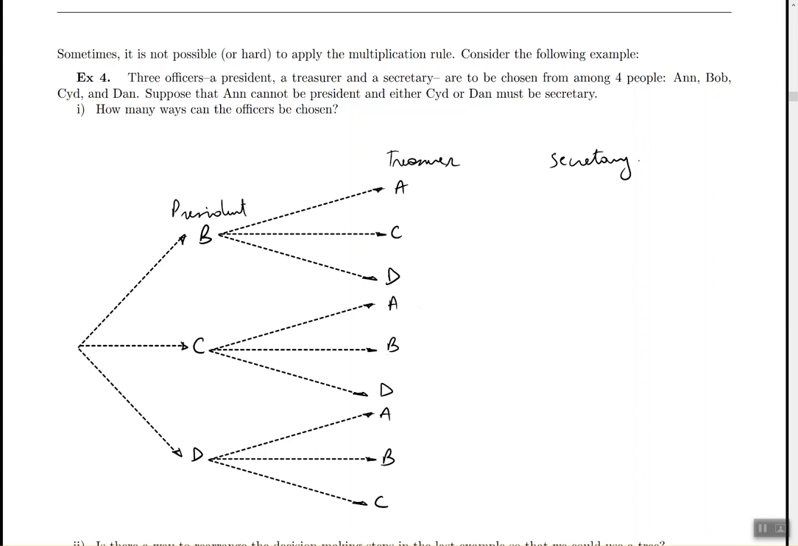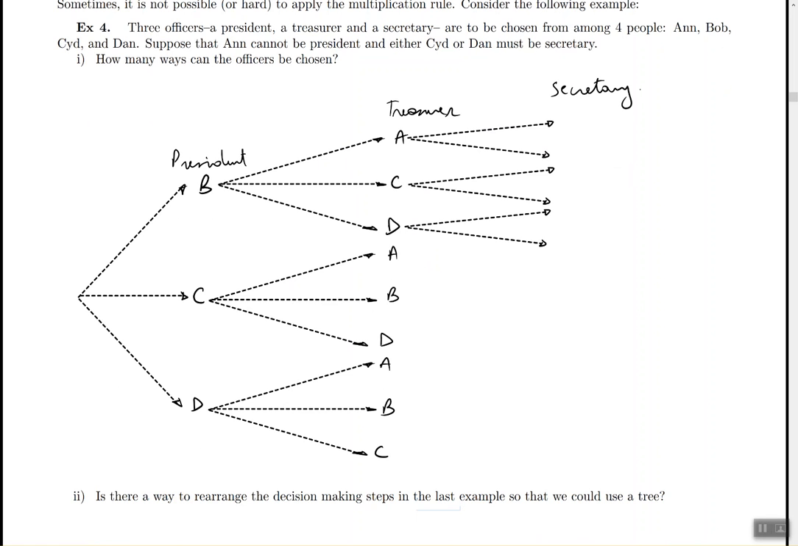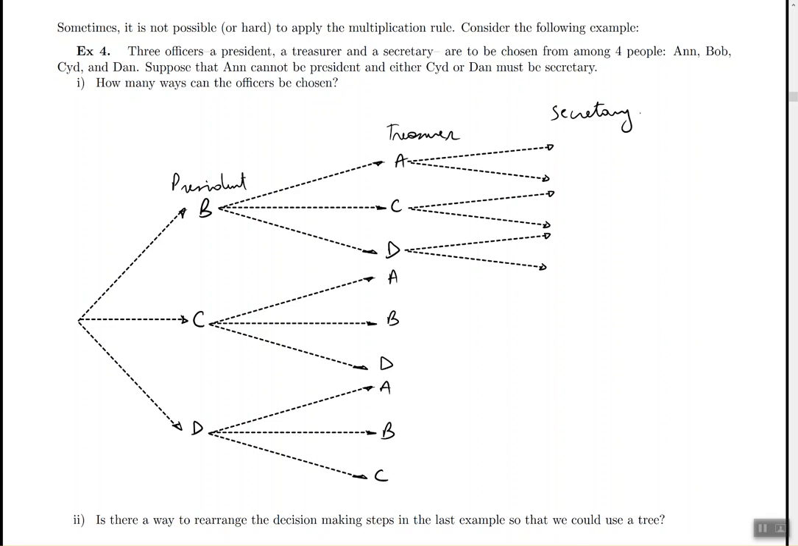Now, this is me doing the work without looking ahead to the next step, but I may have to erase some of these choices right now because they won't be logical. But let's take a look at who can be secretary next. So let's take a look at when Bob is president and Anne is treasurer. Who can be secretary? Well, it's either Sid or Dan, and there are no issues with that because they have to be secretaries. So that's great.